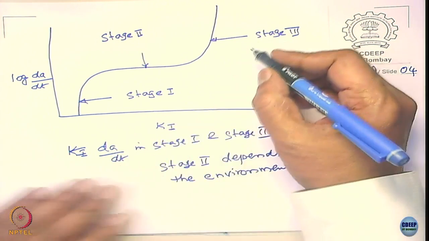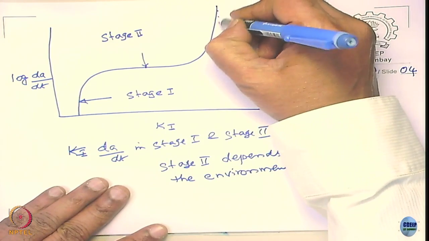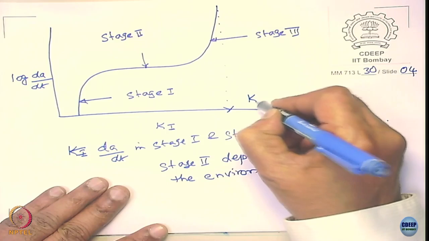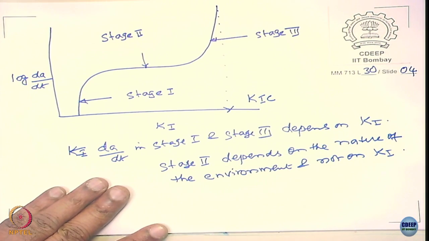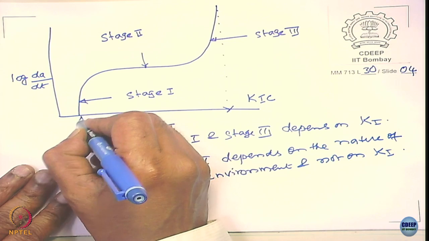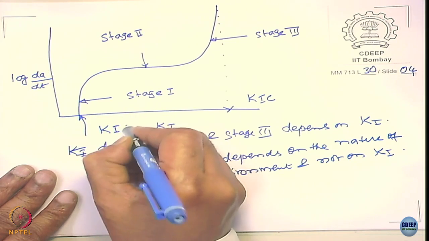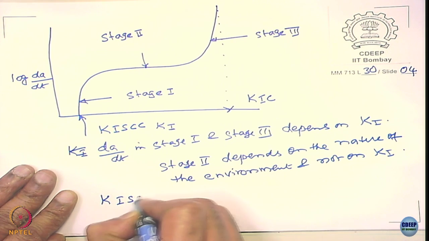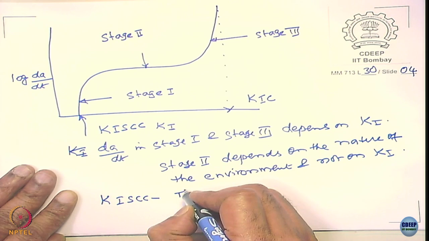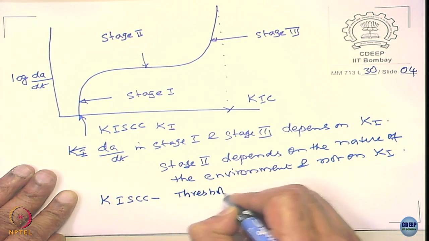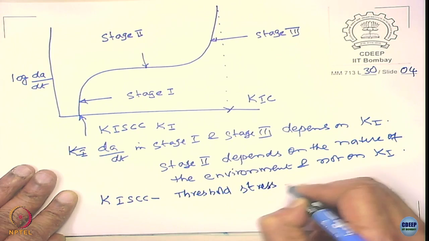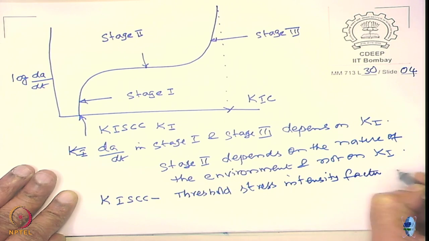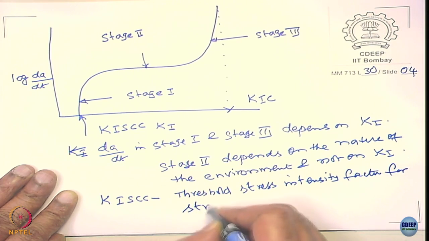Now, let us look at the plot, and this corresponds to what? This corresponds to K1C, and this corresponds to K1SCC. Okay, what is K1SCC? Threshold stress intensity factor for stress corrosion cracking.